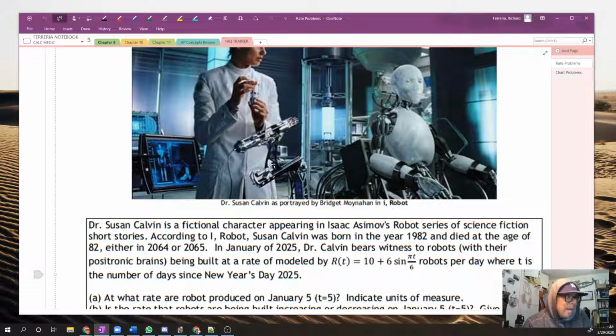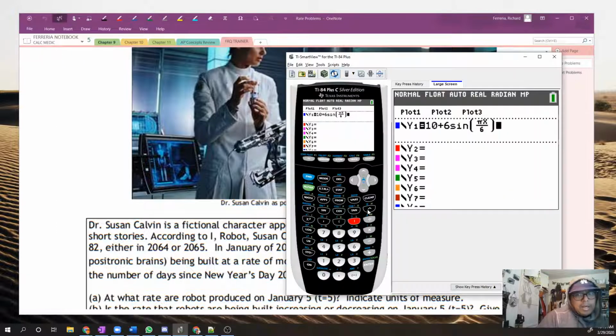They are being built at a rate modeled by R(t) = 10 + 6 sin(πt/6) robots per day, where t is the number of days since New Year's Day 2025. Okay, so this sounds like a really esoteric setting, but it's really not that bad. You've got that one equation that you need to put into your calculator. So why don't you put that in your calculator right now? I'll do the same. Okay, things look pretty nice.